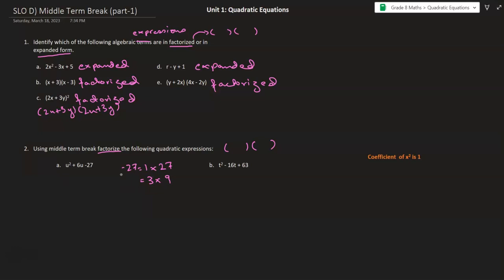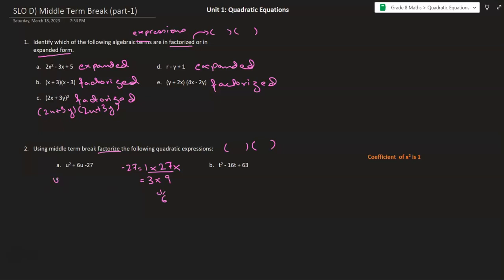So these two numbers when multiplied give me 27. Now I have to figure out which of these combinations gives me 6y if I add them. So 1 plus 27 gives me 28, and if I subtract I get 26. So there is no way that this can be the combination. If we look at 3 into 9, so 3 plus 9 gives me 12, but if I do 9 minus 3, that gives me 6, and so this is what I need here.